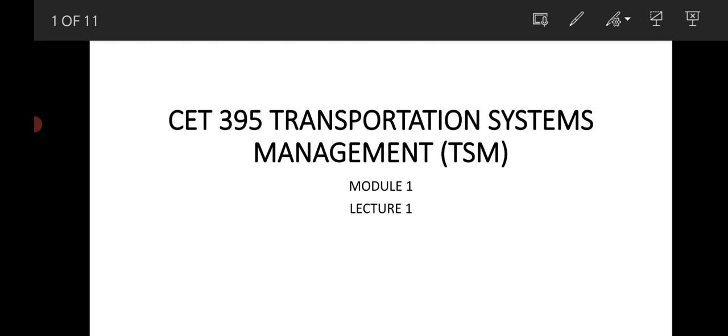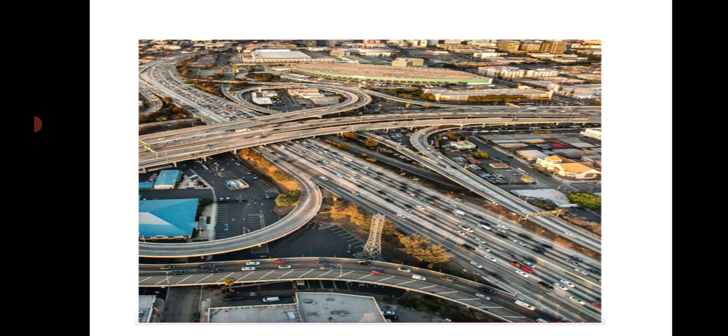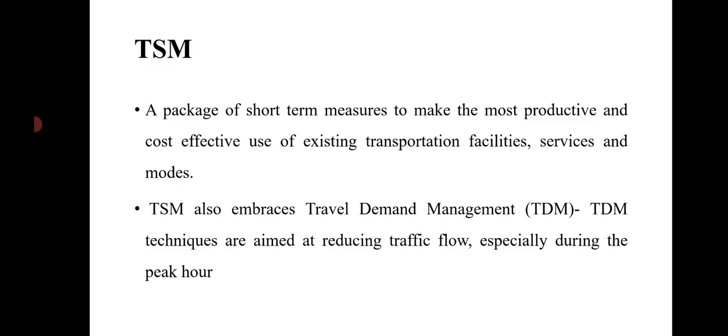There is also a very strong correlation between the evolution of human settlement and the proximity of transport facilities, and also the quality of transport facilities and standard of living. Thus, we can say that the urban transportation planning is the process that leads to decisions on transportation policies and programs. So, transportation system management, or TSM, is actually a package of short term measures in order to make the most productive and cost effective use of existing transportation facilities.